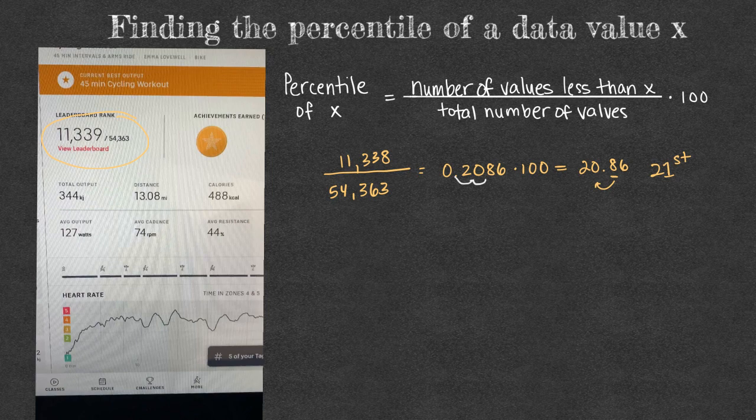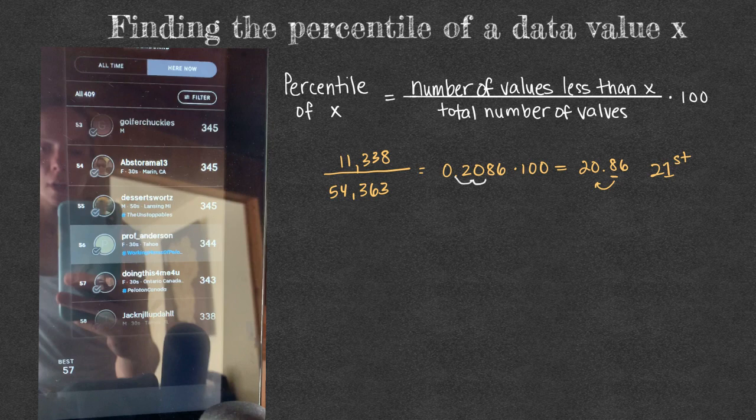So in other words, 21% of all riders who took this workout earned a total output that was higher than mine of 344, and then the remaining 79% earned a total output that was less than mine, less than 344. So another way I could phrase this is you may hear it stated as the top 21%. So I am in the top 21% of people who completed this ride.